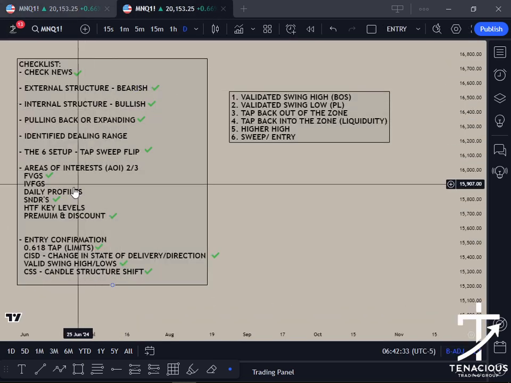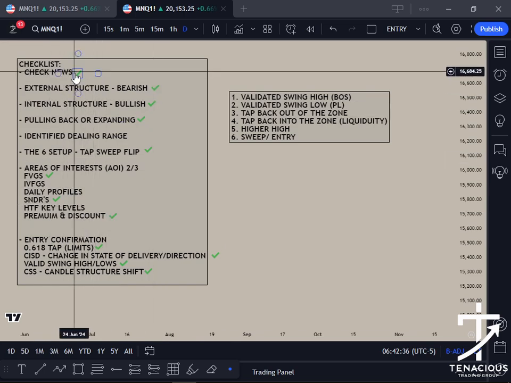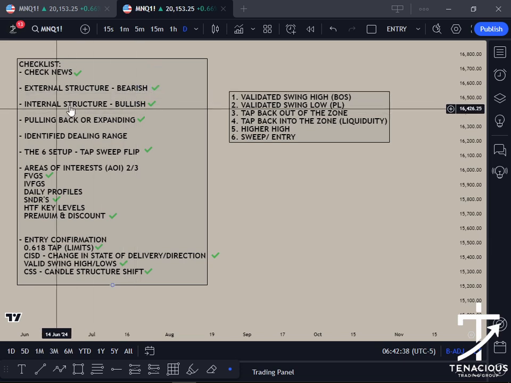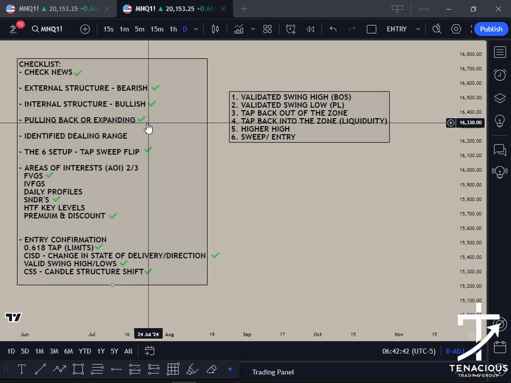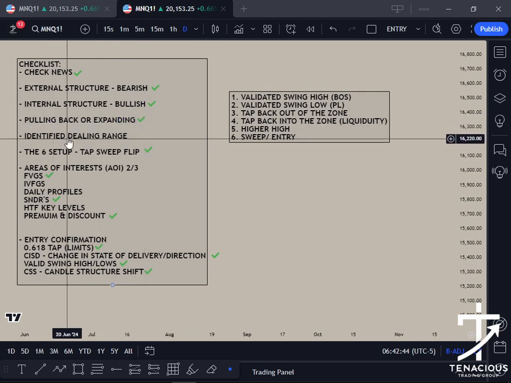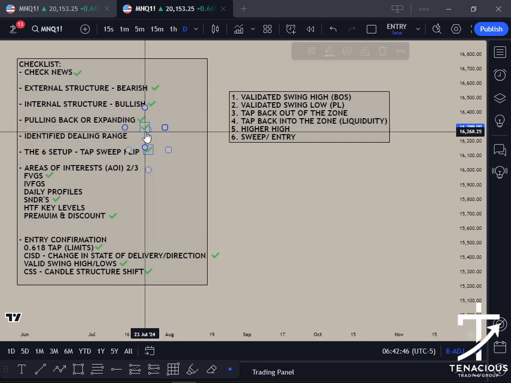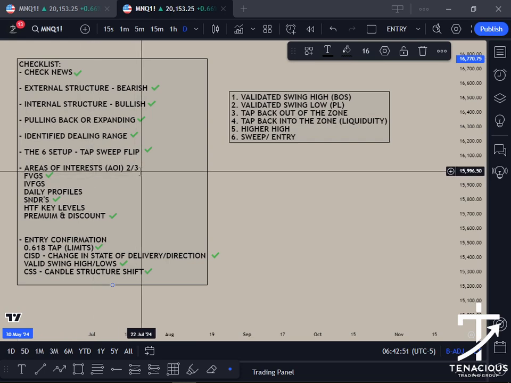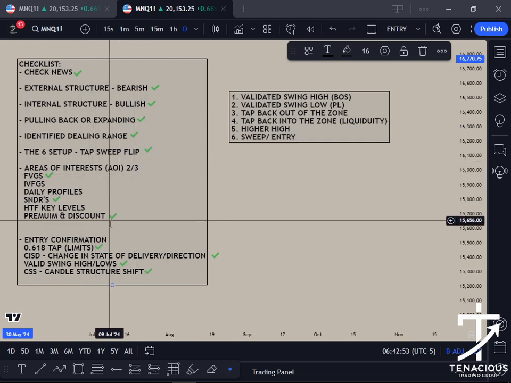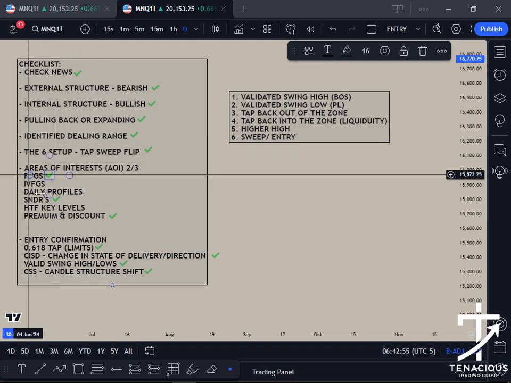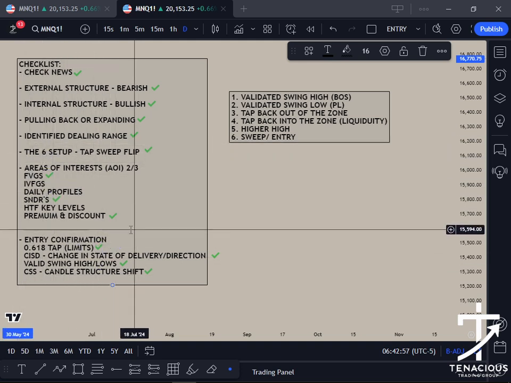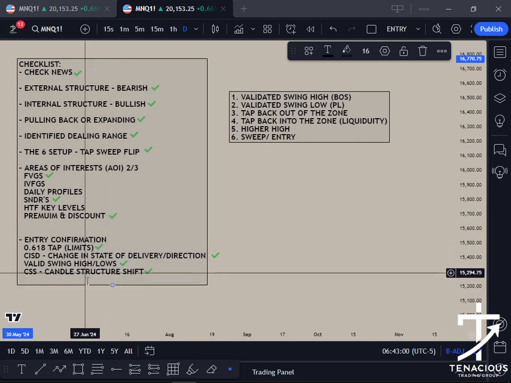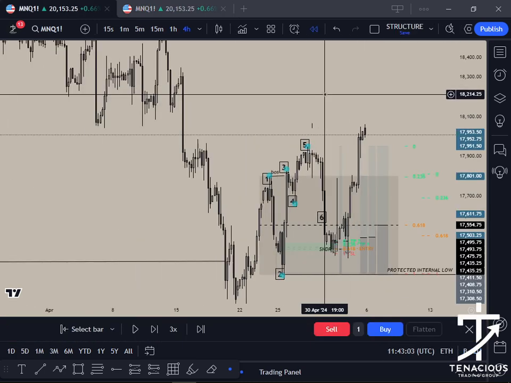So within this checklist, we established that externally we were bearish, internally we were bullish. We knew that we were pulling back. We were able to identify the dealing range. We had our 6 setup tap seat flip. We had at least 2 to 3 areas of interest that we ticked over, and then whatever entry confirmation that you used to enter the trade would have won. Yeah, that's all it is, guys.